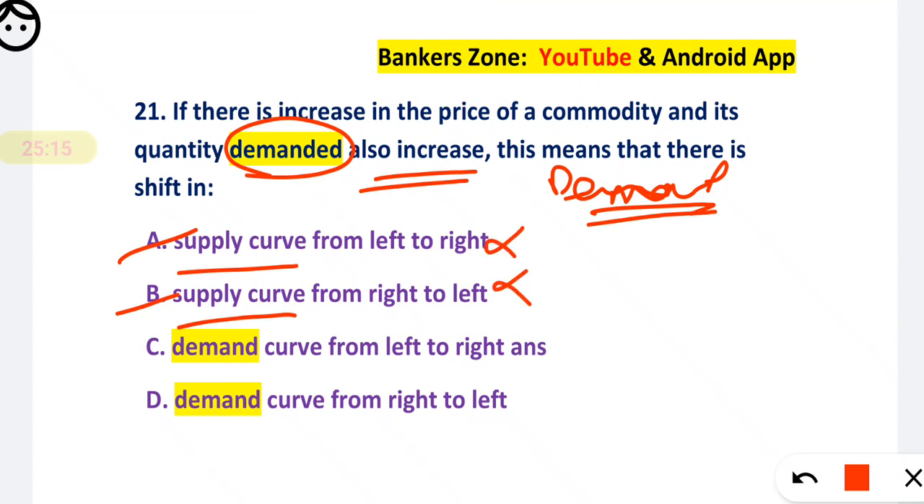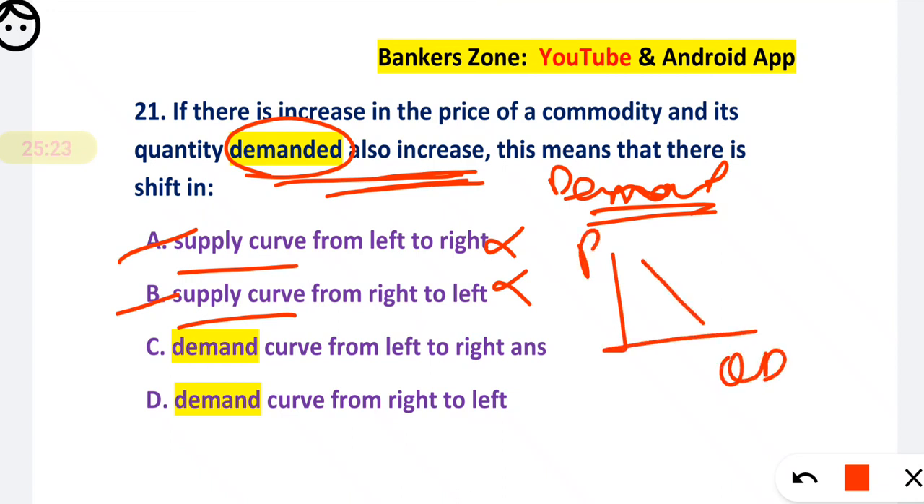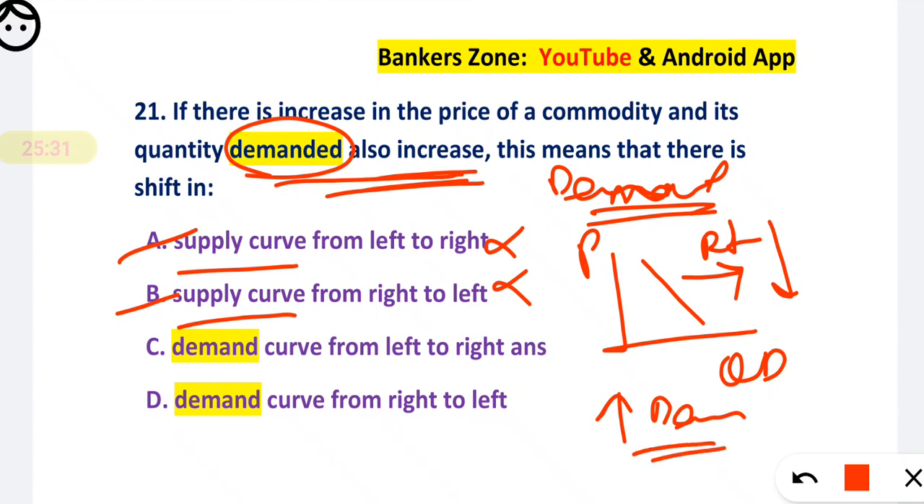Okay, now if the quantity demanded increases, I have already told you, if this is a demand curve, price versus quantity demanded, and if it shifts to the right side, then it will increase the demand. And here you can say the demand has increased, that means the curve has moved from left to right. So option number three, the demand curve moves from left to right, will be the correct answer.